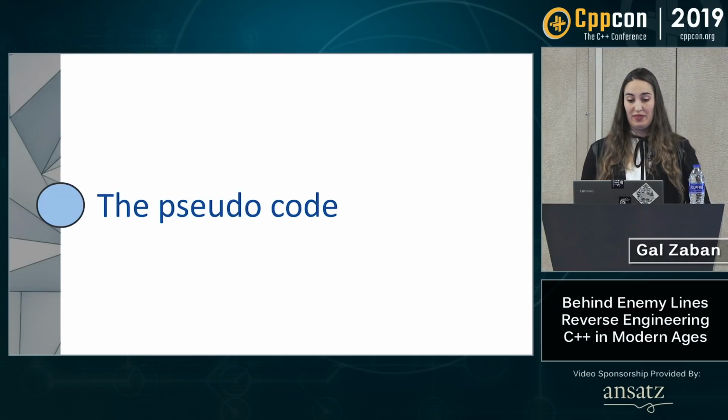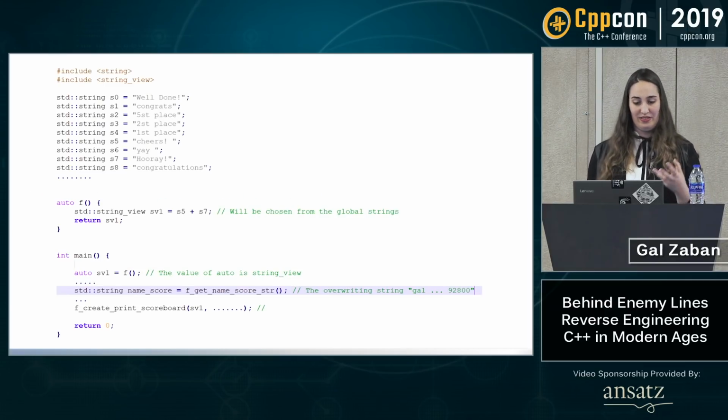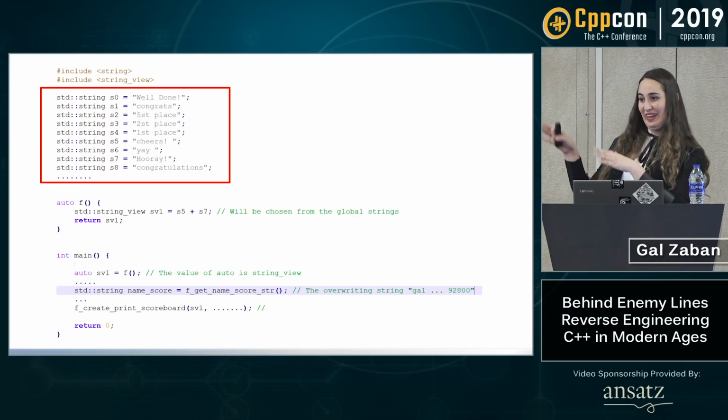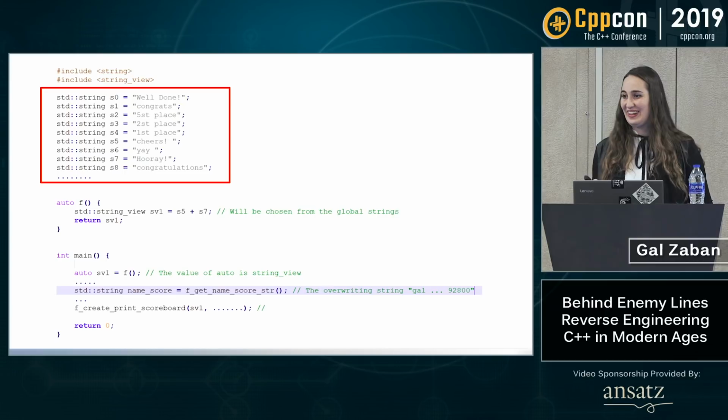So, the pseudocode. In order to make it clear, I wrote what I thought is the pseudocode. This is what I saw in the assembly. I could figure out approximately how the code looked. So first I wrote some of the strings I saw in the global strings.